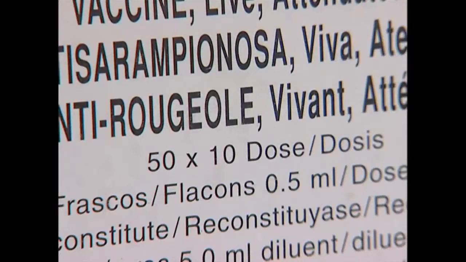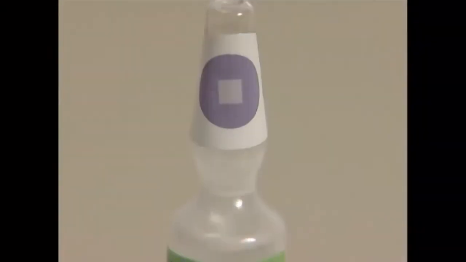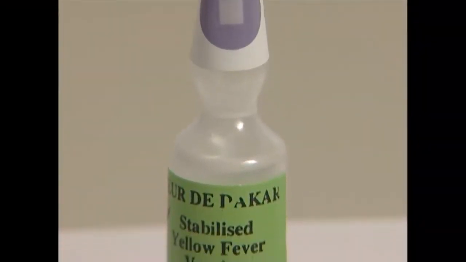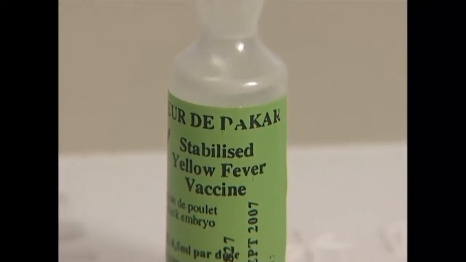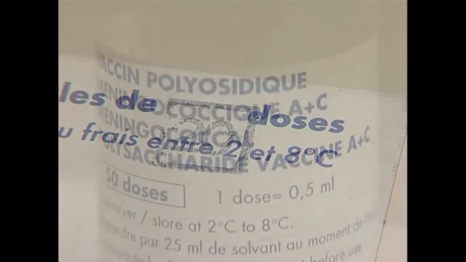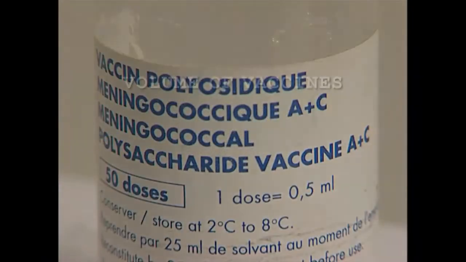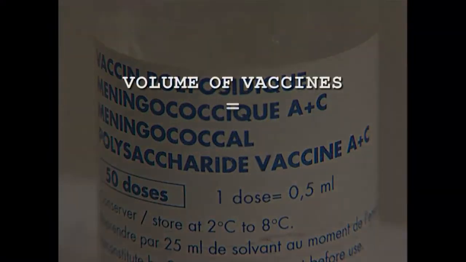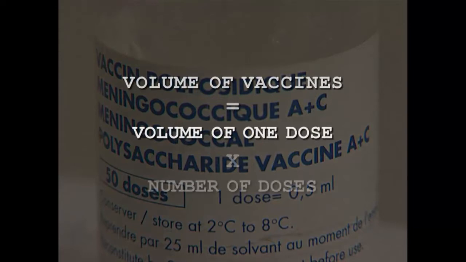The volume of vaccines must also be calculated without the solvents, to plan the transport and cold chain storage capacity. This will help identify the number of refrigerators, cold boxes and freezers required. The total vaccine volume is equal to the volume of one dose multiplied by the number of doses ordered. Be careful, the volume of vaccines varies according to the manufacturer.